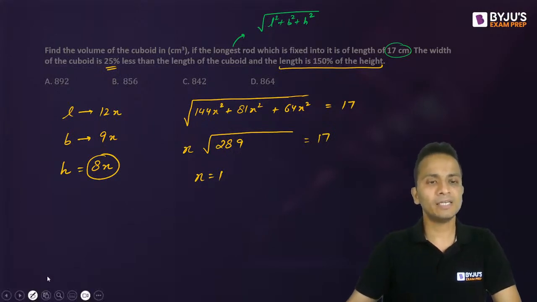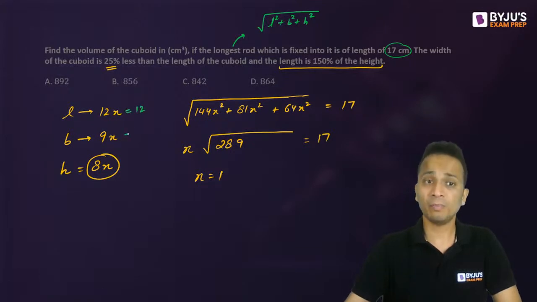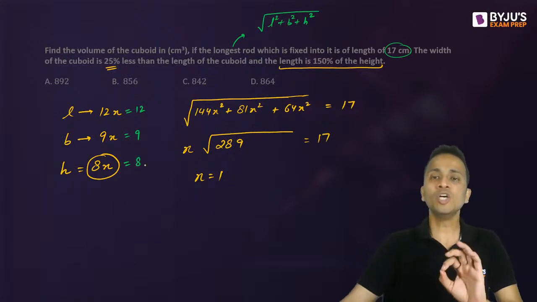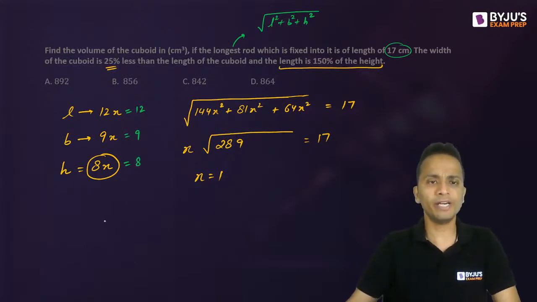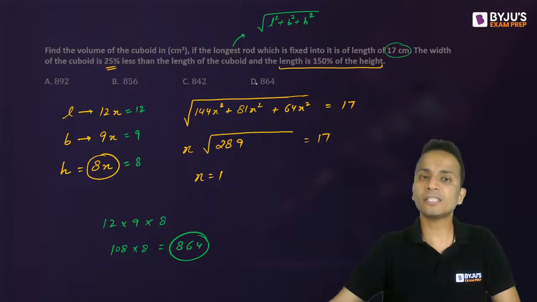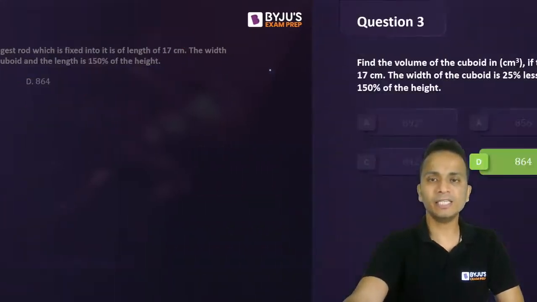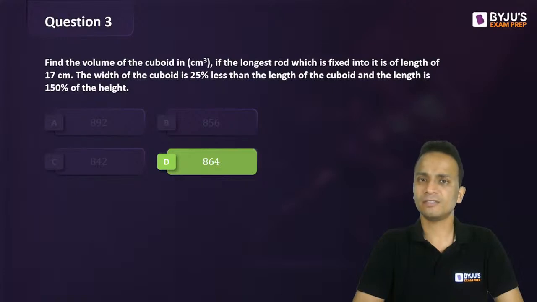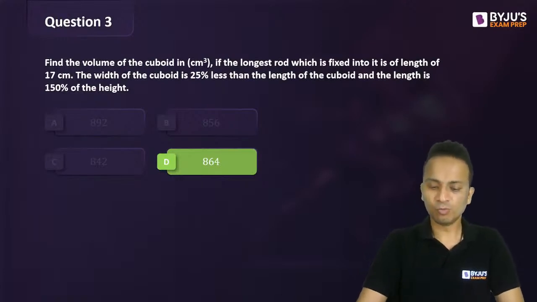And hence, I can say that the length will be equal to 12, breadth will be equal to 9, and height will be equal to 8. We have to find out the volume of this cuboid. It will be 12 into 9 into 8. Now 12 into 9 is 108 into 8, that is 864. So 864, that is option D, will be the correct answer. All right. Fine. Let's move ahead and look at the next question, question number 4.